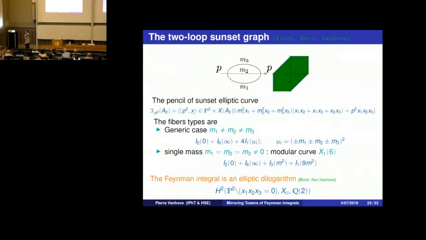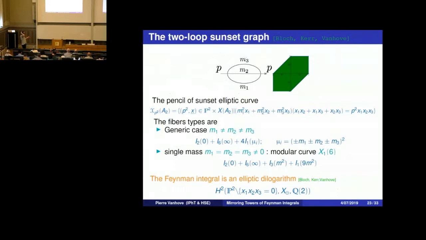So let me discuss a little bit the geometry of the two-loop one. So the two-loop graph is this. So this is a pencil of elliptic curves, because this is an elliptic curve. When P square varies, I'm getting a pencil of elliptic curves.